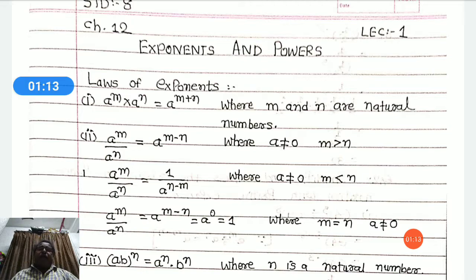or a^m divided by a^n is equal to 1 divided by a^(n-m), where a is not equal to 0 and m is less than n, or a^m divided by a^n is equal to a^(m-n) is equal to a^0 is equal to 1, where m is equal to n and a is not equal to 0.